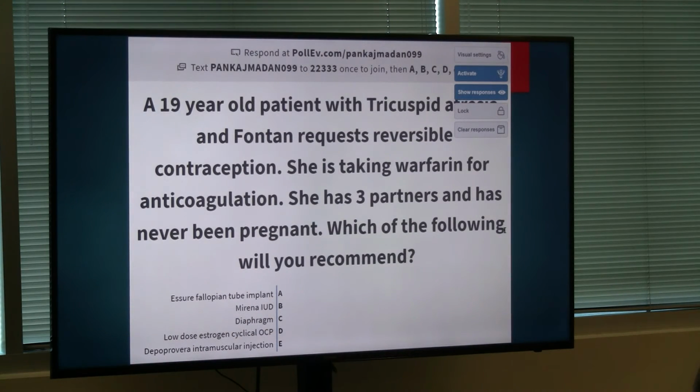Let's talk about this one. A 19-year-old patient with tricuspid atresia and Fontan requests reversible contraception. She is taking warfarin for anticoagulation. She has 3 partners and has never been pregnant. Which of the following will you recommend? Essure fallopian tube implant, Mirena IUD, diaphragm, low-dose estrogen cyclical OCP, or Depo-Provera intramuscular injection.